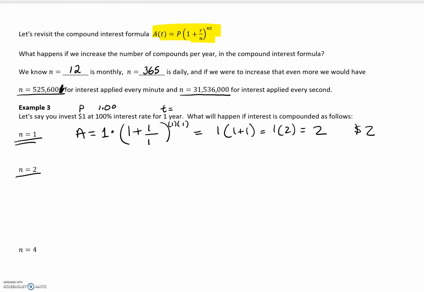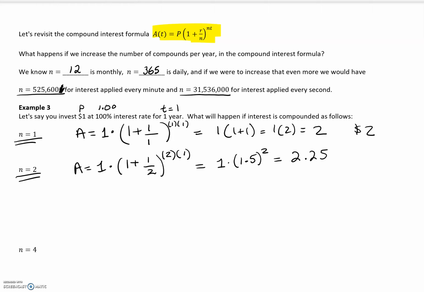Now, what happens if interest is applied twice a year? In other words, it's happening semi-annually. So I'm putting in the dollar, and I have 1 plus 1 over n, where n is 2, and I have nt, where n is 2 and time is still the 1 year, because you're only putting in your money for that 1 year. That's going to be 1 times 1.5 raised to the second, and that's going to give me 2.25.